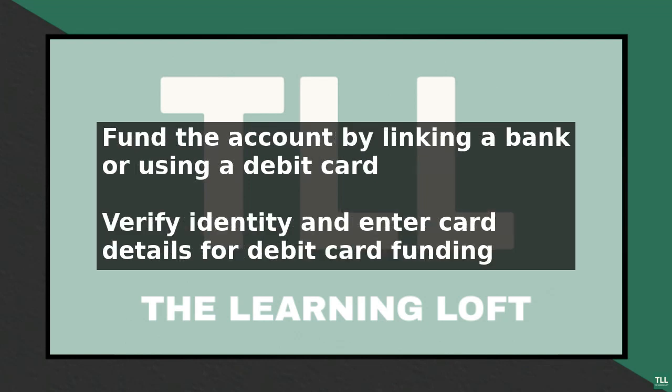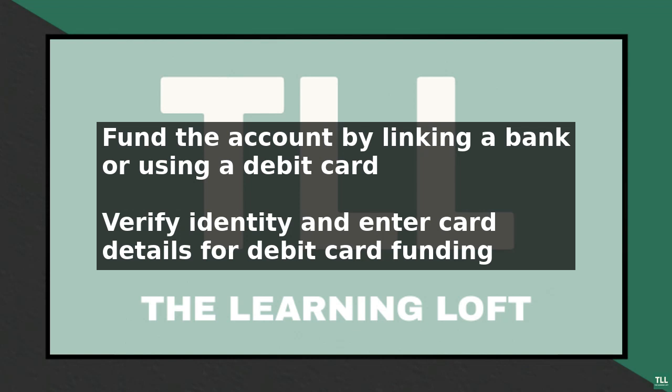After creating your account, you will be prompted to fund it by linking a bank account or using a debit card. If you choose to use a debit card, you will need to enter the card details and verify your identity. Once your account is funded, you can order a debit card from within the app. The card will be mailed to you and you will receive an email with instructions on how to activate it.